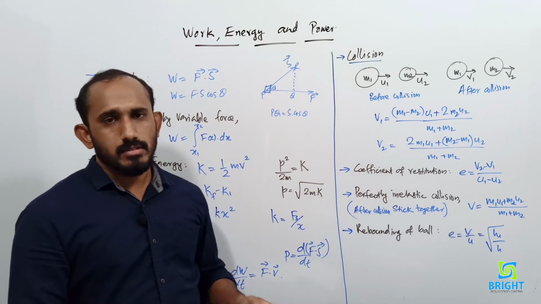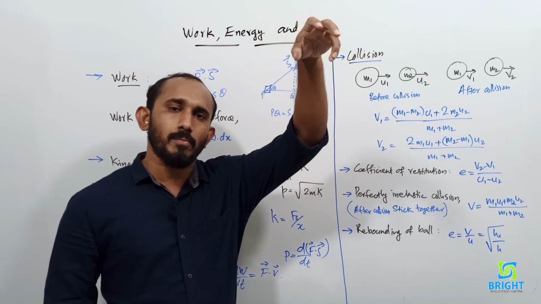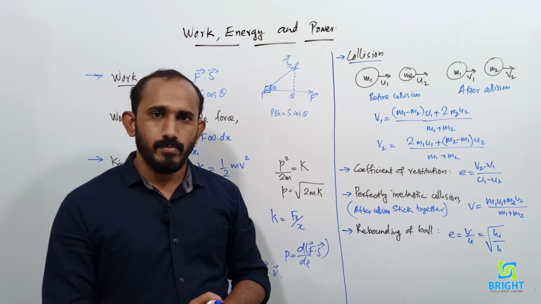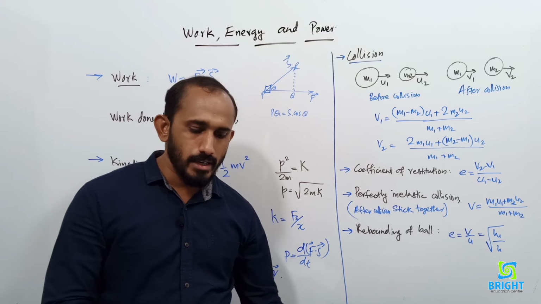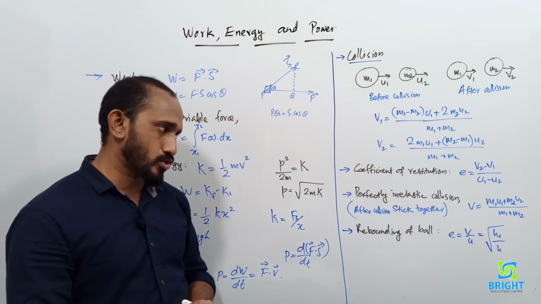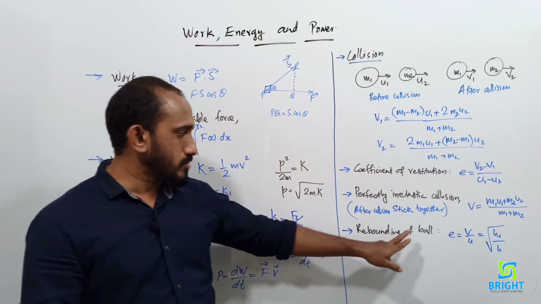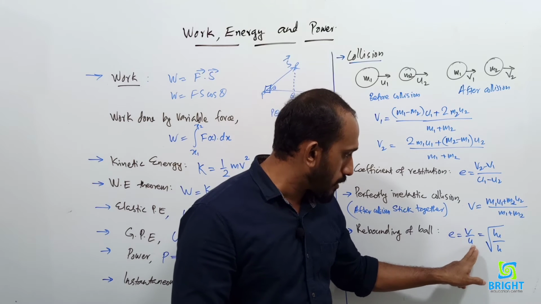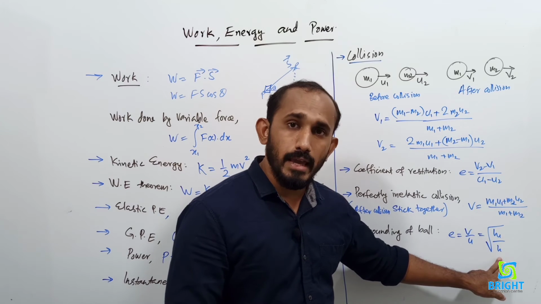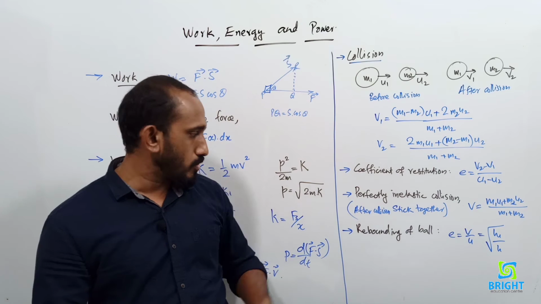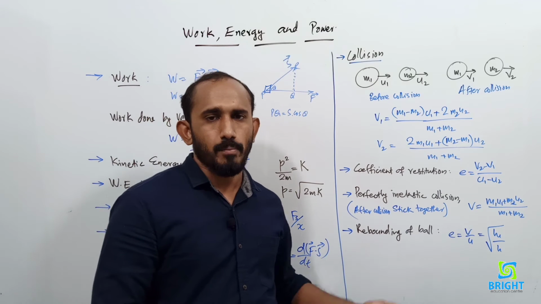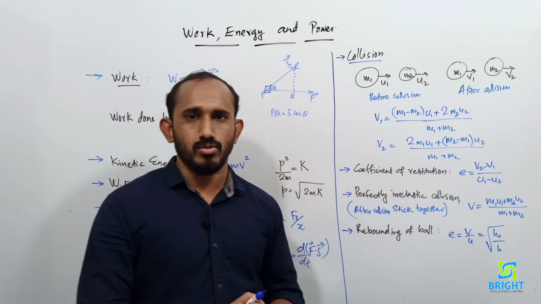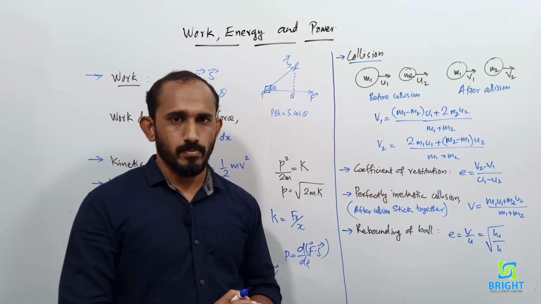In this one, suppose a ball is dropped from a height h1 and it hits the ground and rebounds back to a height h. Then coefficient of restitution e can be written as v by u or root of h by h1. Rebounding of a ball is another significant topic in the case of coefficient of restitution. There also interaction happens.